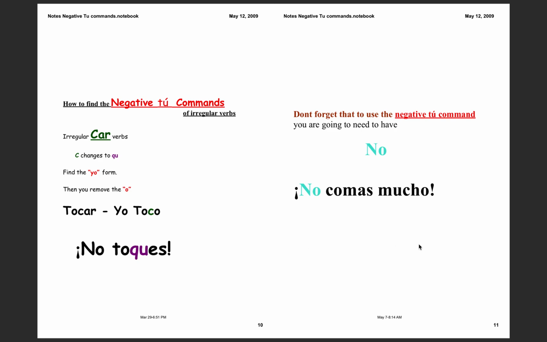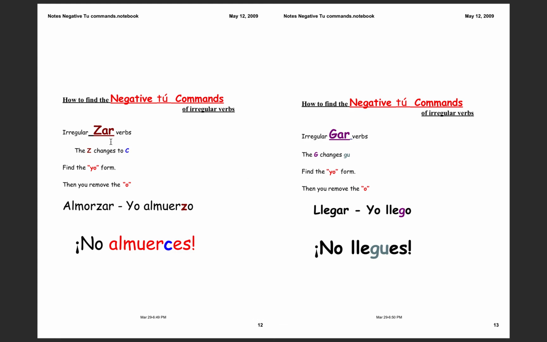So it says, don't forget, negative tú commands, you're going to need to have no. So no comas mucho, don't eat a lot. All right, here's our zar verbs. Remember our rule, because it's an AR verb, we're going to change the ending to ES right here. So we want that aspirated sound, so we have to change the Z to a C. No almuerces, don't eat lunch. Okay, because it's an AR verb, that ending swap to an ES forces a change of Z to a C. So yeah, car, gar, zar verbs. I've heard that before in the preterite tense. The same thing applies with negative tú commands.